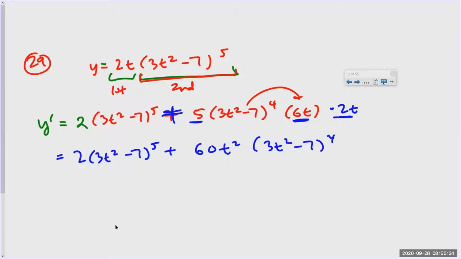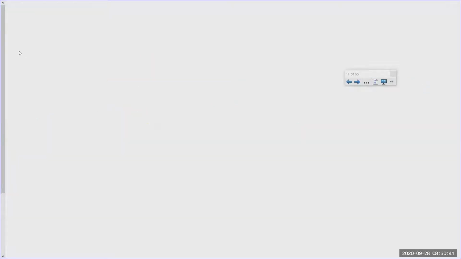Okay, any questions? All right, and then another question we had was number 34. So let's look at 34 from your homework, which is due tonight. Suppose the line tangent to the graph of f at x equals 3 is y equals 4x plus 5. Okay, so I don't know the graph of f.